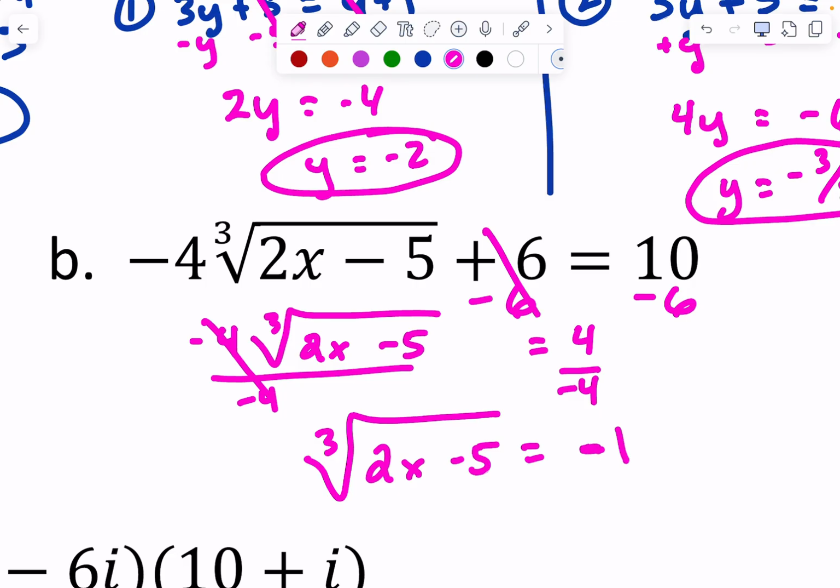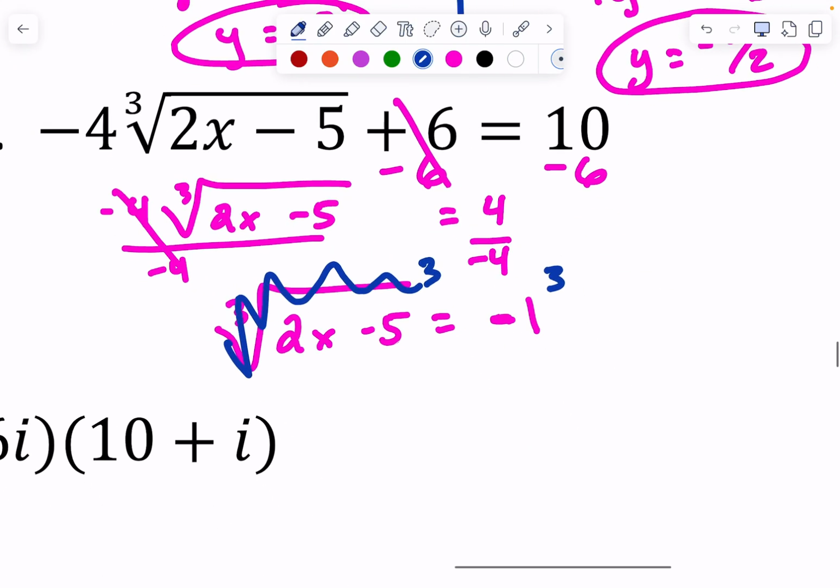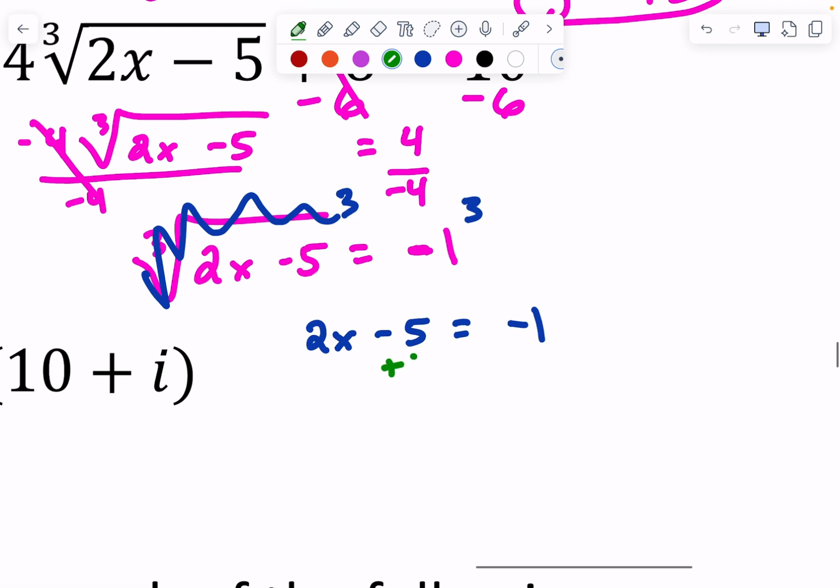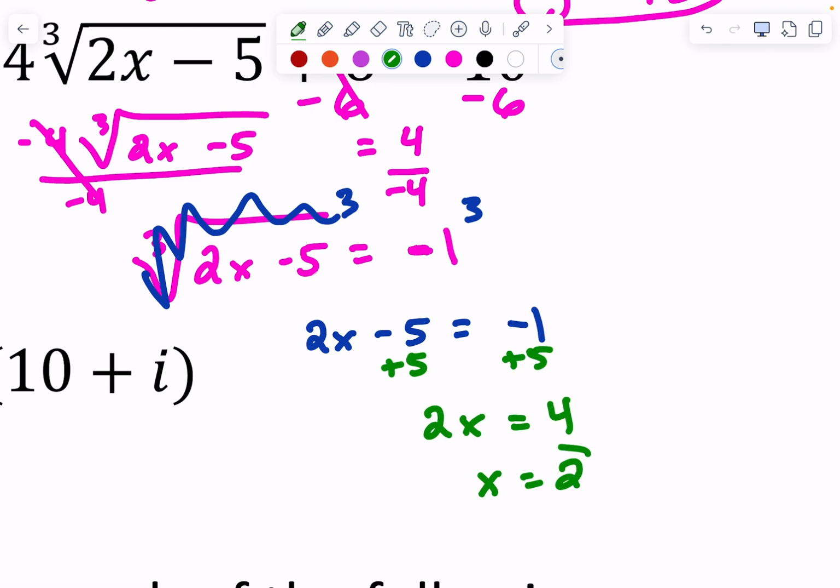Now what? I cube it. What is negative 1 cubed? Is it positive 1 or negative 1? It is negative 1. And now we just do all the math, right? Add the 5. 2x equals 4 and x equals 2.